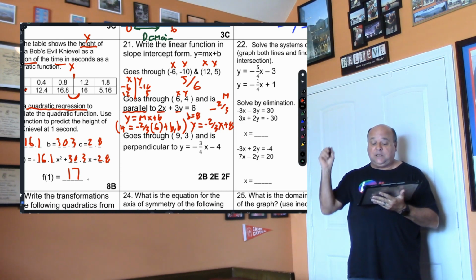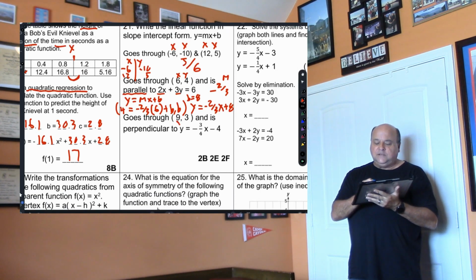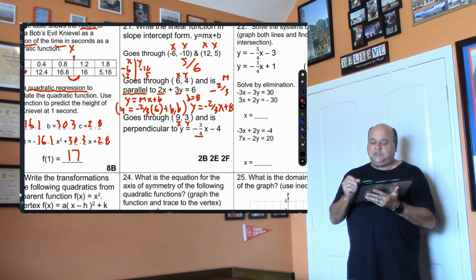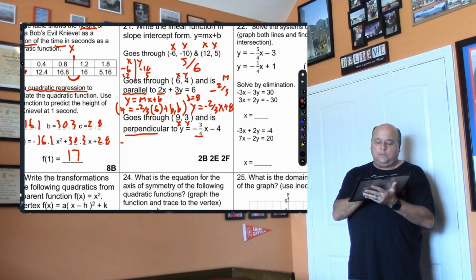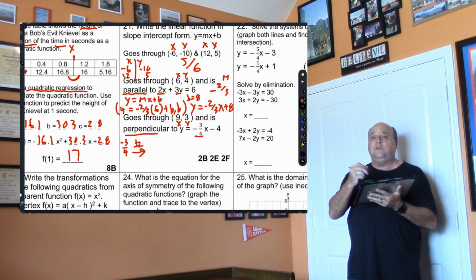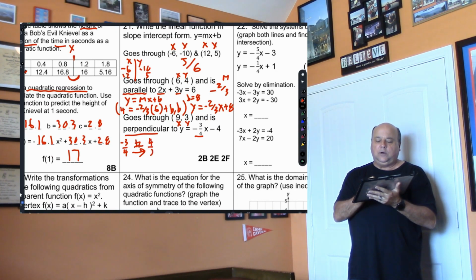This is not easy. It's a lot of steps. Let's do the next one. This is my x. This is my y. This is my slope, but it's perpendicular. So my slope is negative 3 over 4, and I want a perpendicular slope. You've got to flip, so it's going to be 4 over 3. So this is my new slope.